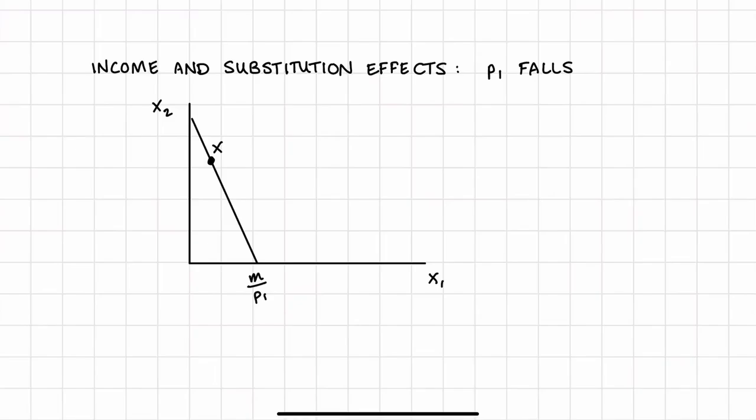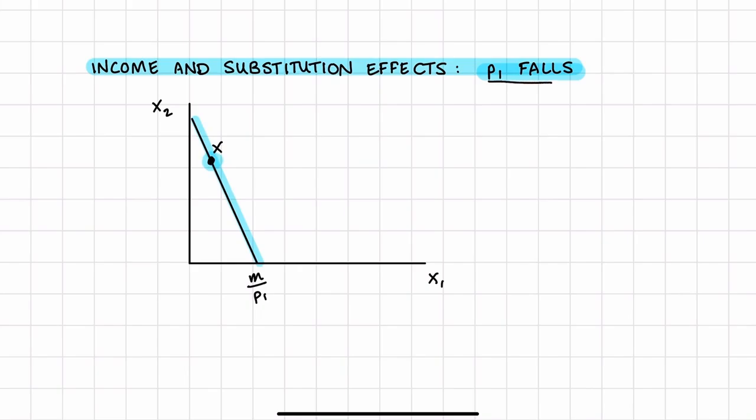In this video, I want to talk about the income and substitution effects for a price change. Let's suppose that the price of good 1 falls. We're going to start with an original budget line. We have goods 1 and 2, and we choose this bundle X facing those prices. Then the price of good 1 falls.